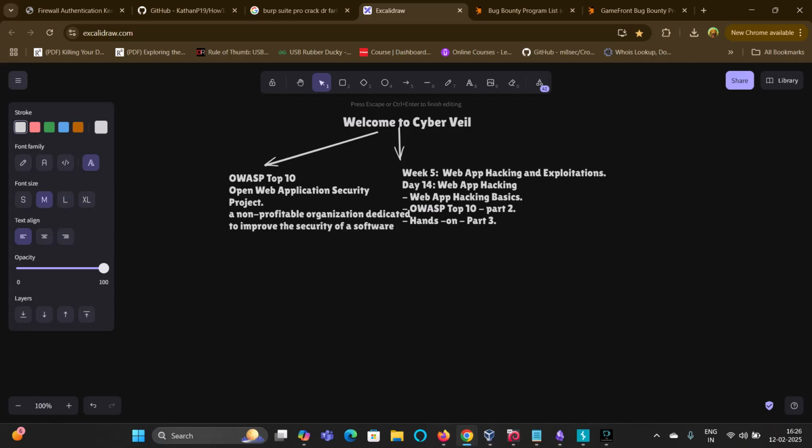That's why, after every few years, it releases a list of the top 10 vulnerabilities which have been recently found, or which are most commonly found in web applications. That is what OWASP is, guys. I hope it is clear. And why do we need it?